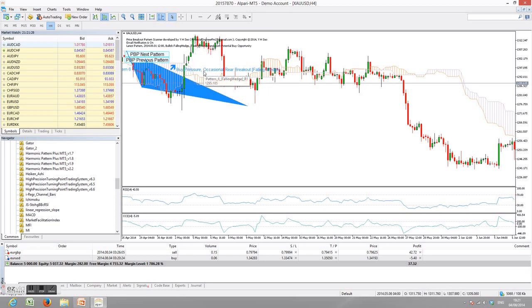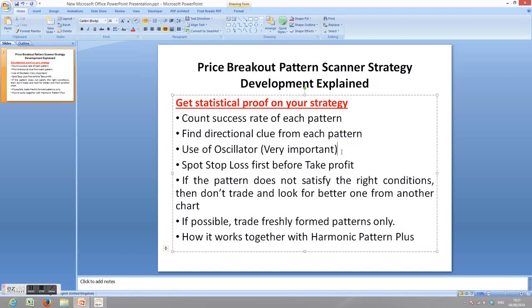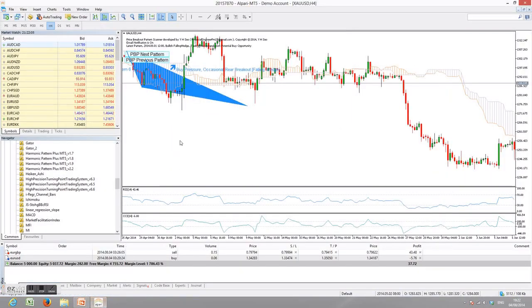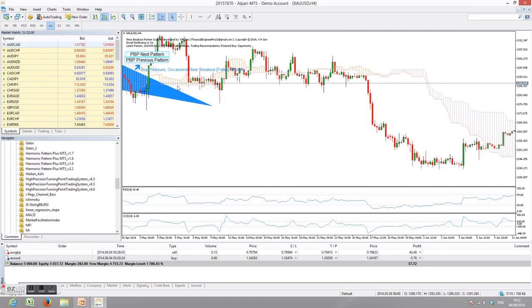This is assuming that you're purely looking at the pattern and trading based on this breakout, not using any other indicators. But to improve your profitability, we recommend you to use oscillators. It is very important to use oscillators to prevent bad trading. Quite often, this oscillator will help you remove a lot of bad trades when you're using it with this breakout pattern scanner.